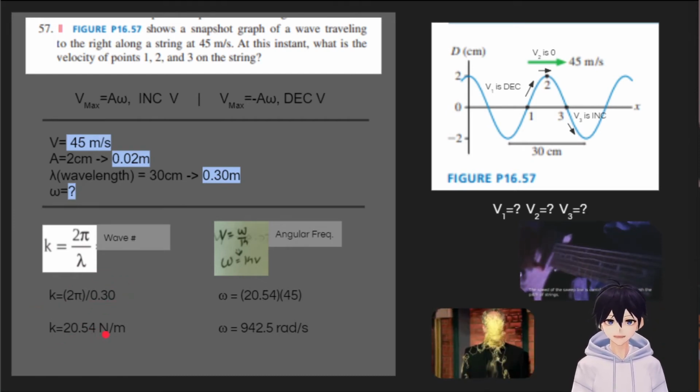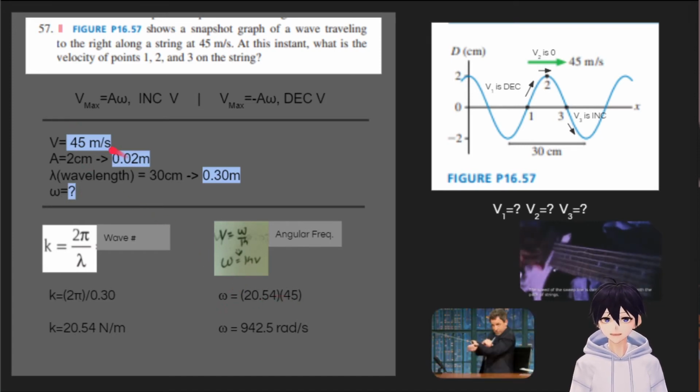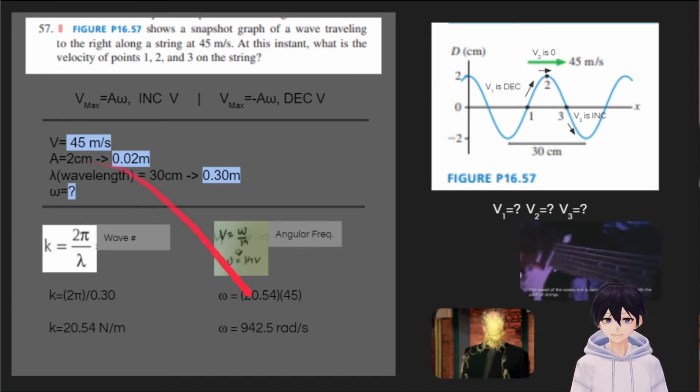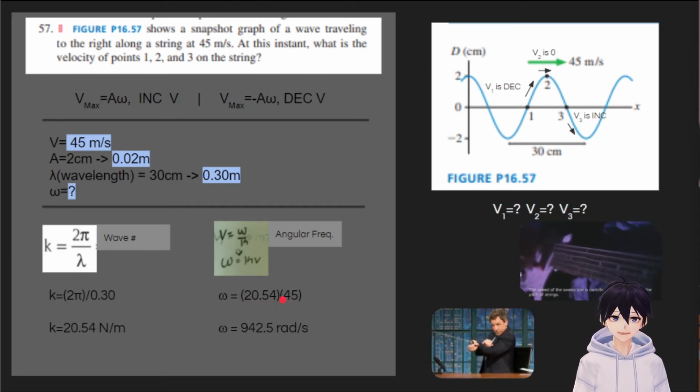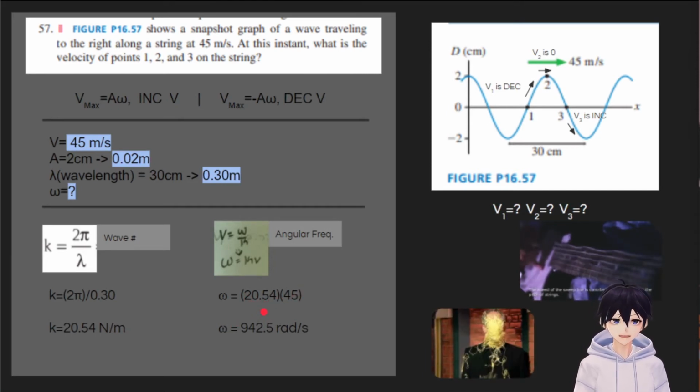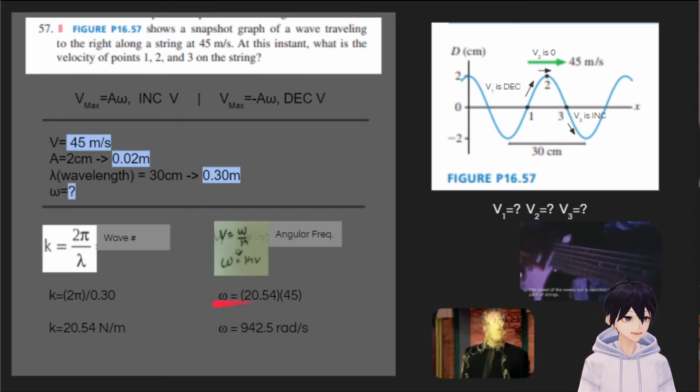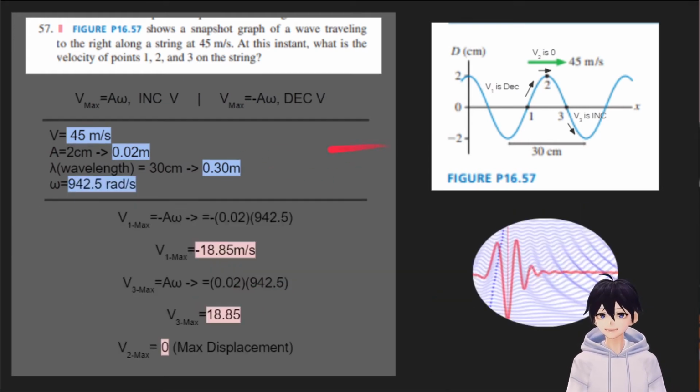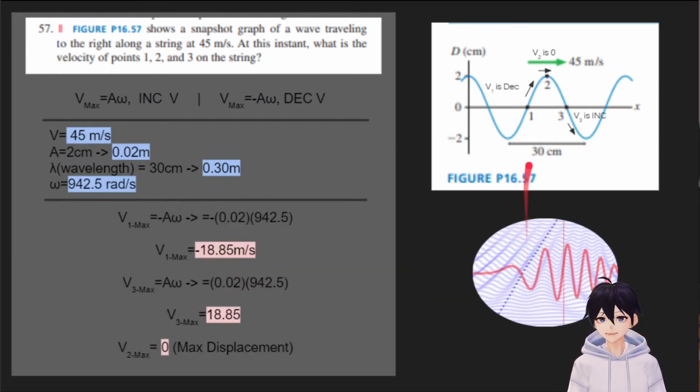So we can plug that into the equation, which is 2 pi divided by 0.30, and we get 20.54 radians per meter. Now that we have this k constant, we can plug it into this equation with the velocity we have up here, which is 45. Now we have 20.54 times 45, and we get 942.5 radians per second.